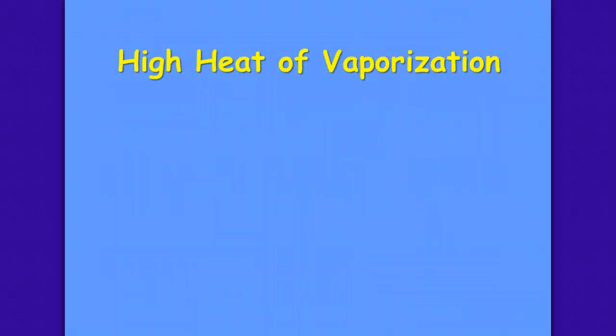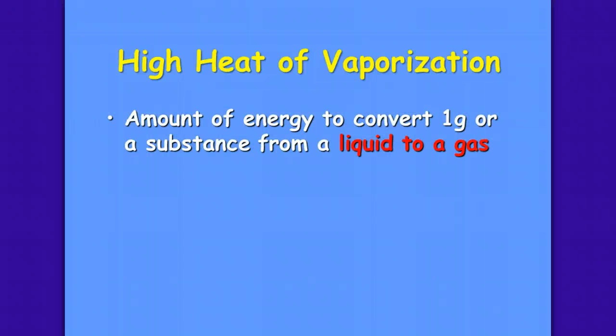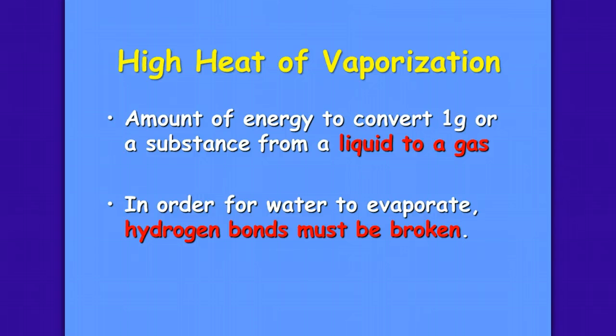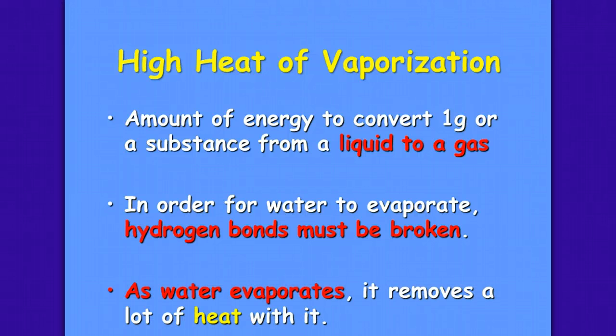So let's look at the high heat of vaporization. This is the amount of energy to convert 1 gram of a substance from a liquid to a gas. So in order for water to evaporate, hydrogen bonds must be broken. As water evaporates, it removes a lot of heat with it.